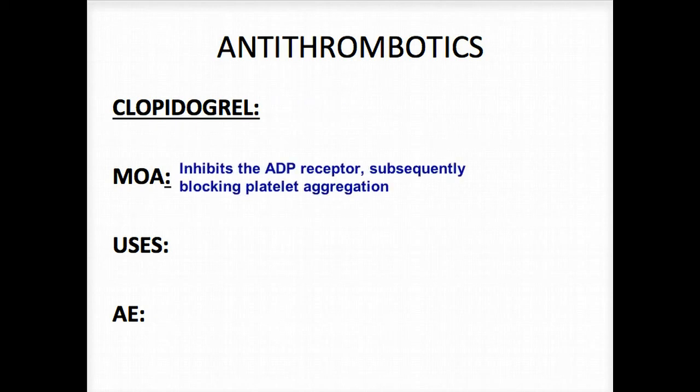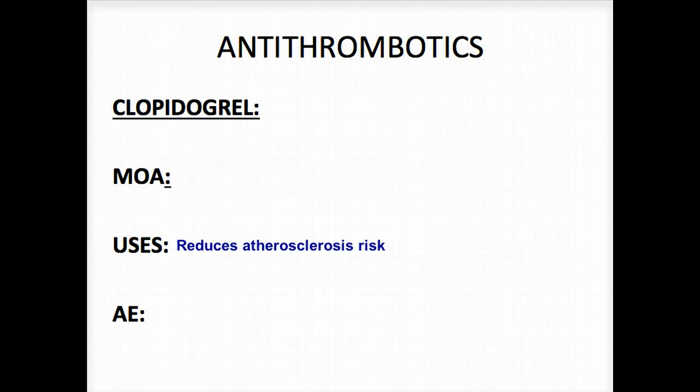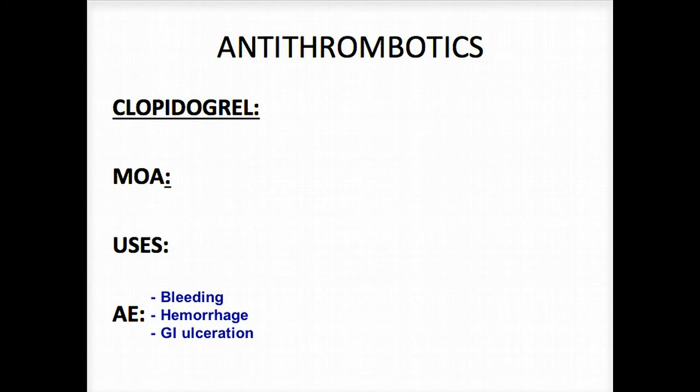How does clopidogrel work? Well, it blocks platelet aggregation by inhibiting the ADP receptor. Okay, this subsequently blocks platelet aggregation. And we're going to use this to reduce the number and the risk of atherosclerosis. When we decrease the risk and the amount of atherosclerosis that develops, we're going to see a decreased risk for strokes, for myocardial infarctions, or for any other ischemic events. And the main adverse effects of using clopidogrel are bleeding, the potential for hemorrhage, as well as GI ulcerations.